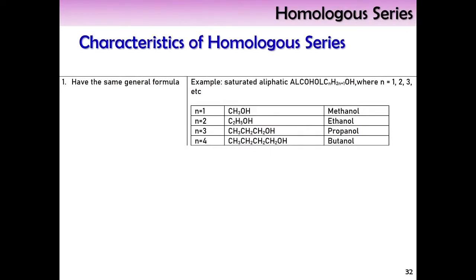Okay, let's look at this one. Characteristic of homologous series: they have the same general formula. So for alcohol, the formula is CnH2n+1OH. When n equals 1, C becomes 1, H is 2 times 1 plus 1, which is 3. So CH3, and then you put OH here. So this one is correct.